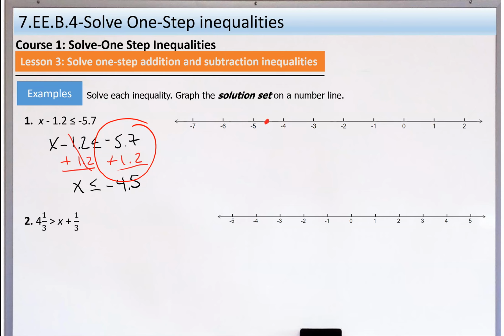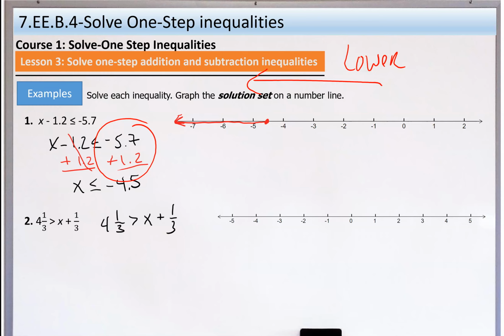I'm sorry again, less than or equal to, which is very important because now I have to fill in my dot. And remember, left to right, I'm getting lower. So that's why less than is to the left. It's always to the left.